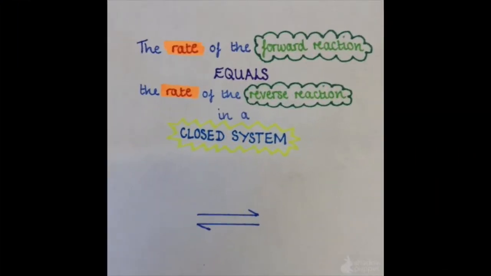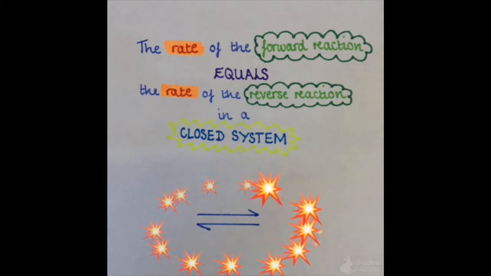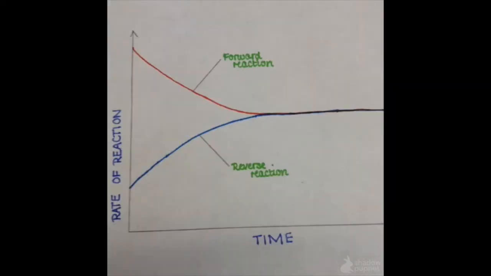reaction is in equilibrium. The rate of the forward reaction equals the rate of the reverse reaction in a closed system. Therefore, the amounts of substances present in the reacting mixture remain constant. This is the sign used to tell you that the reaction is a reversible one. In a closed system, no reactants, products, or energy can get in or out.